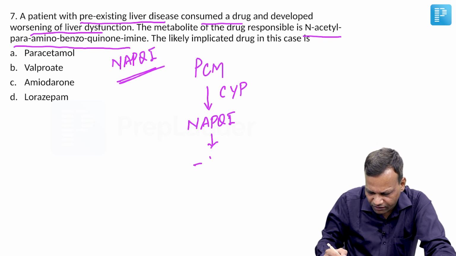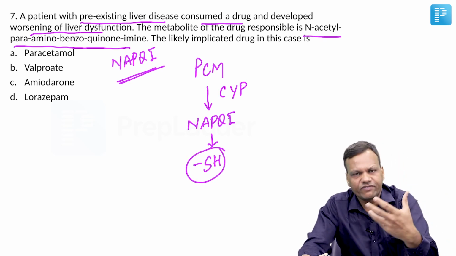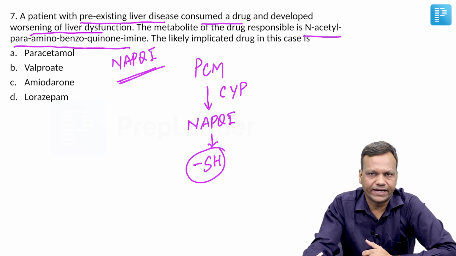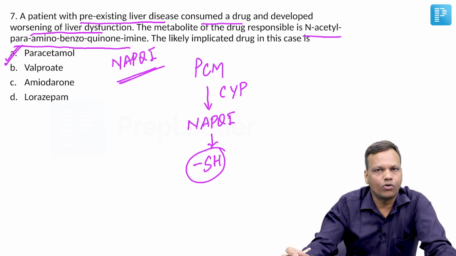NAPQI has very high affinity for sulfhydryl groups. So if produced in large quantities, enough NAPQI will be generated, it will bind to sulfhydryl groups, and that can lead to hepatic damage. So hepatic necrosis can occur. So the answer is very simple, paracetamol. Okay.